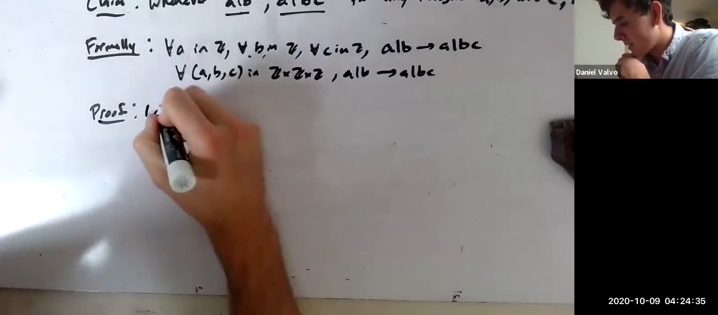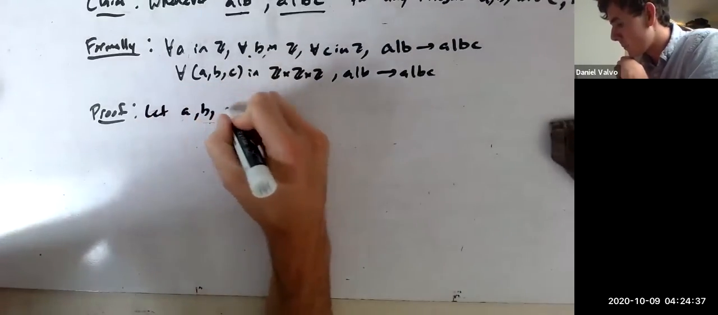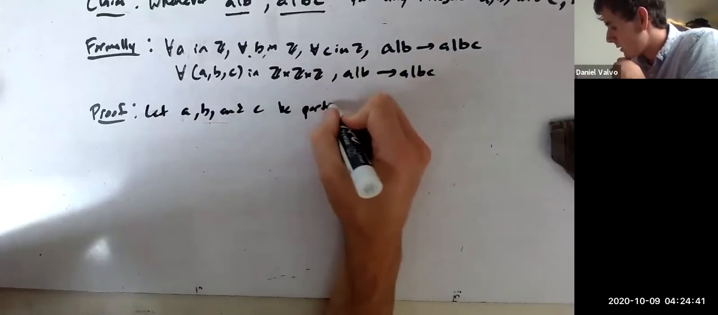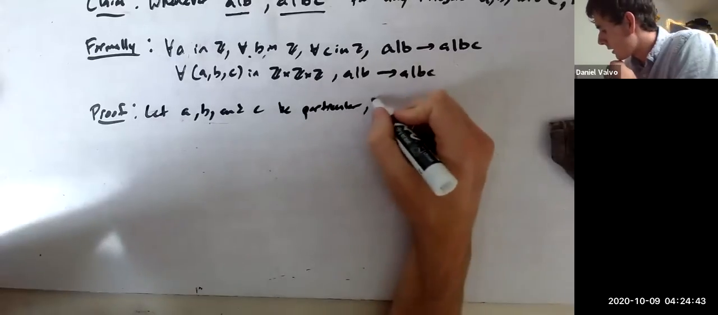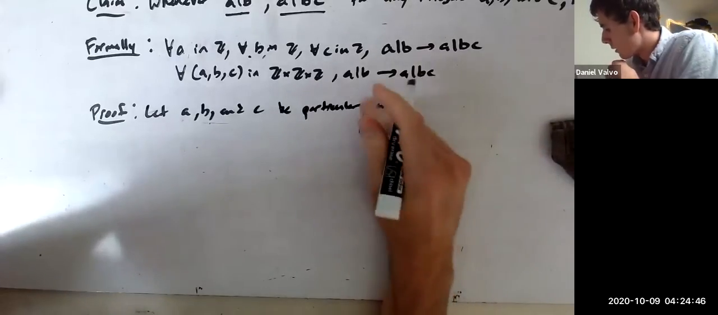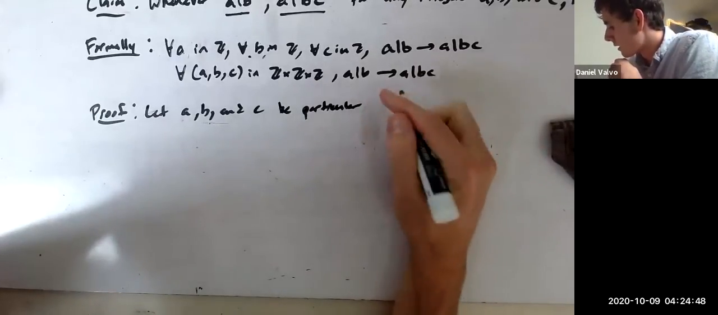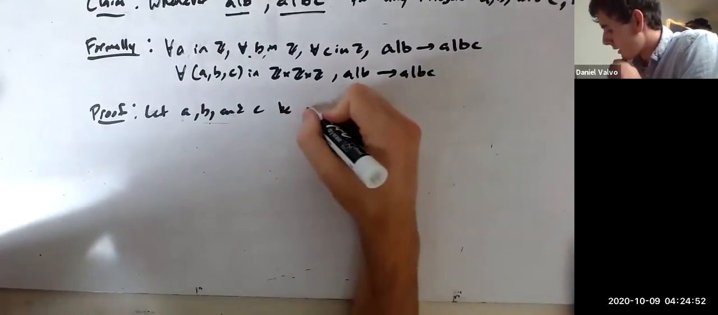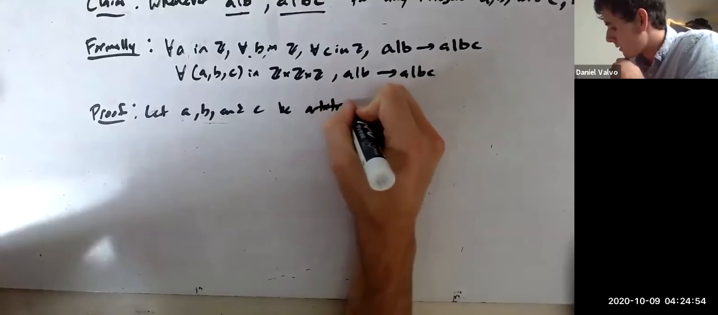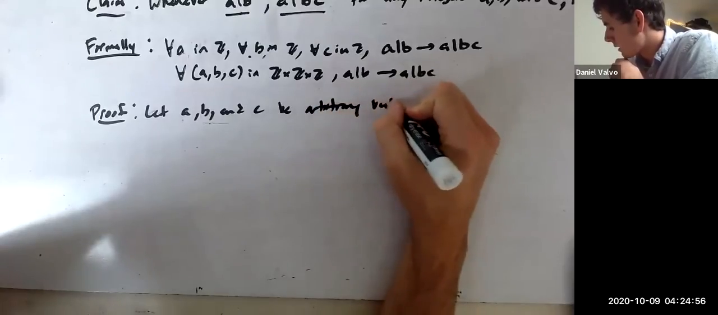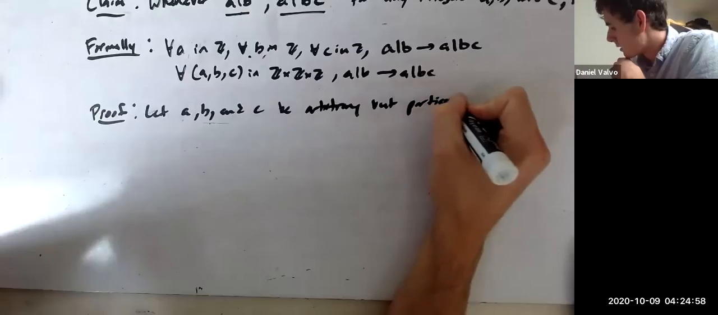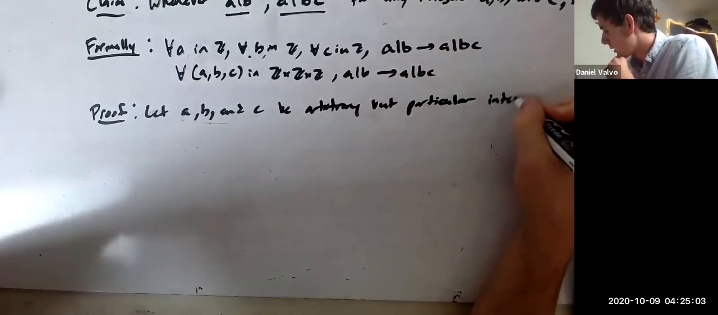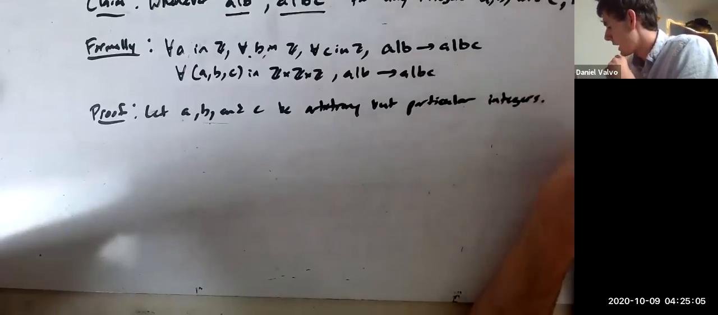So let A, B, and C be particular, actually, let's do arbitrary first. It sounds better. Be arbitrary, but particular integers.